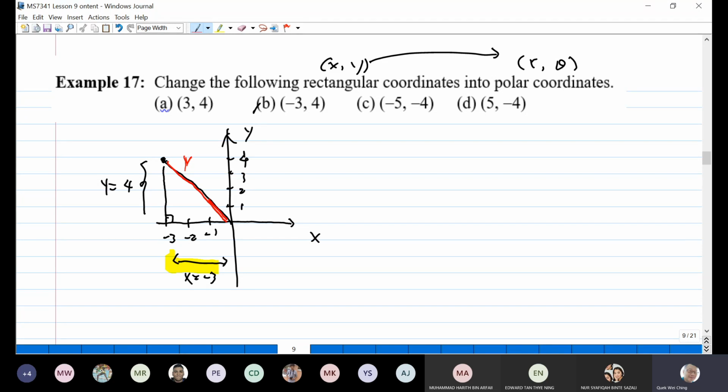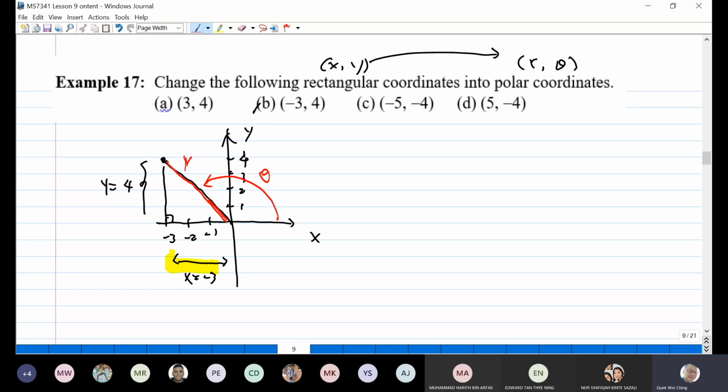Theta is always measured from the positive x-axis, right? So theta in this case is actually which one? It's actually this one. Okay, measure from the positive x-axis, turn anti-clockwise until you get the point.